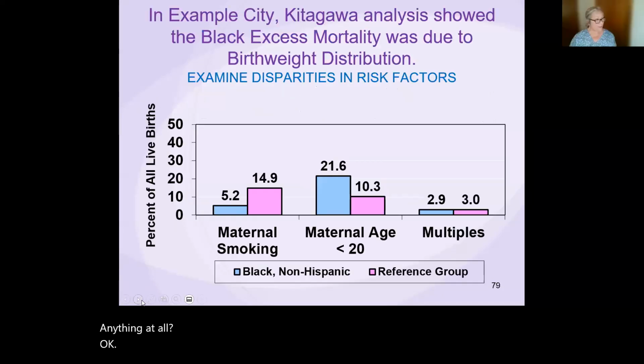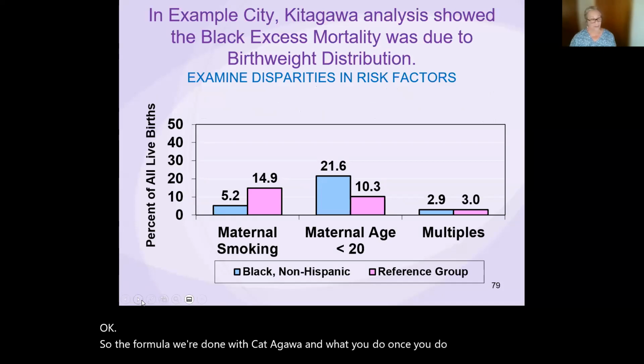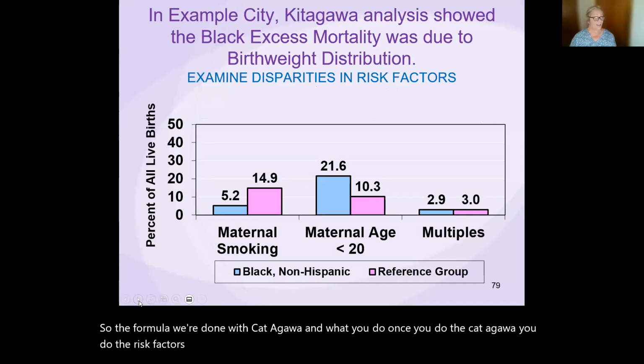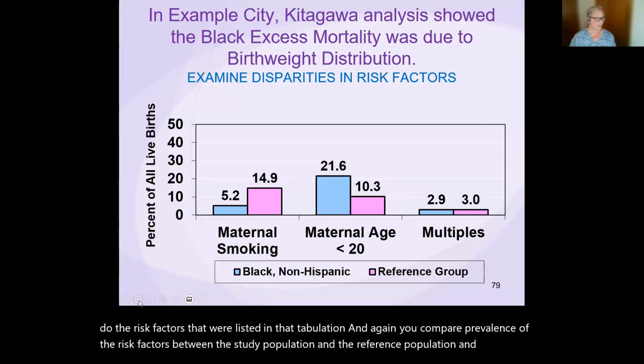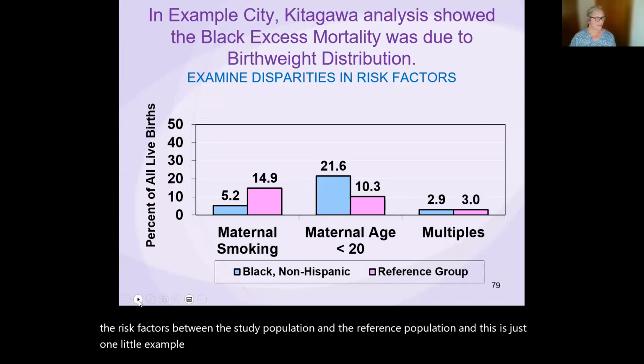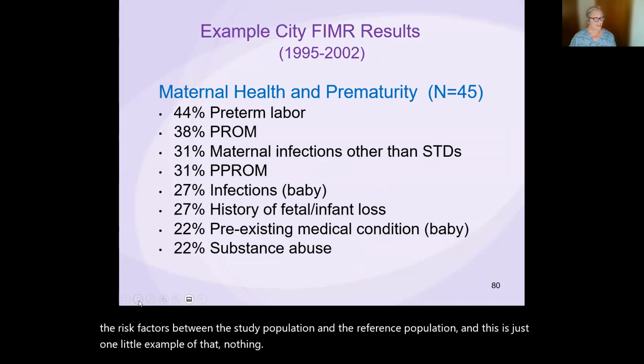So the formula, we're done with Kitagawa. And what you do once you do the Kitagawa, you do the risk factors that were listed in that tabulation. And again, you compare prevalence of the risk factors between the study population and the reference population. And this is just one little example of that. It's not rocket science.